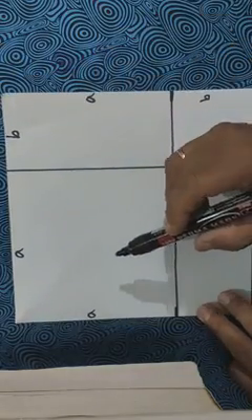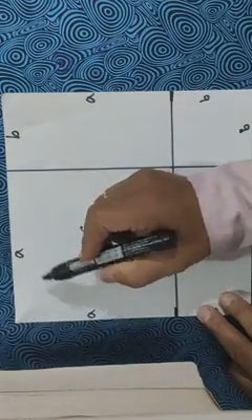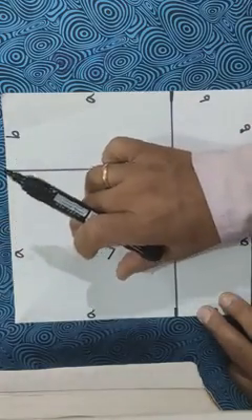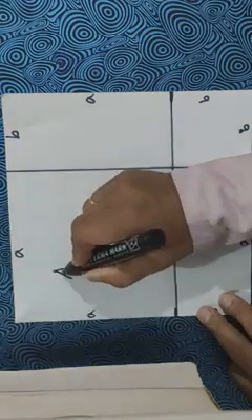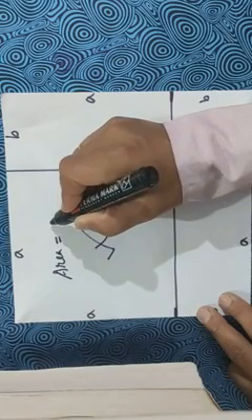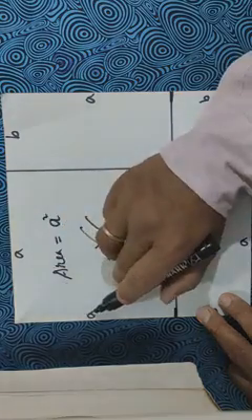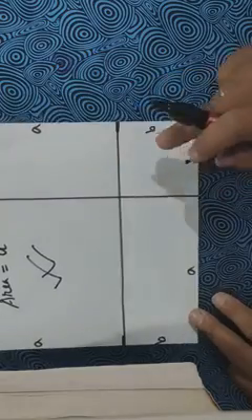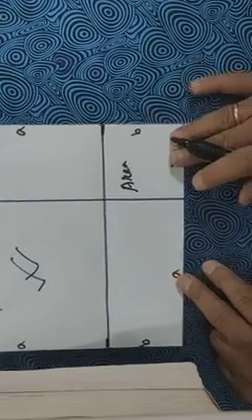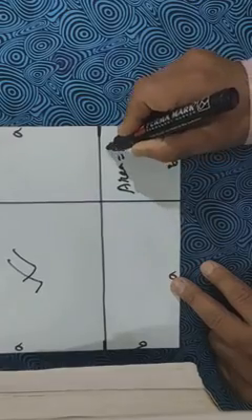Alright, if we find the area of this square, what will the area be? The area of the square having side A will be side square. And what is the square of the side here? It will be A square itself because the side itself is A. Similarly, for this square, what is the area? The area of this square will be, as the side is B, B square.